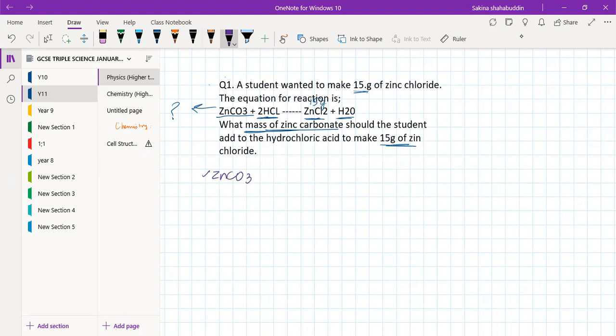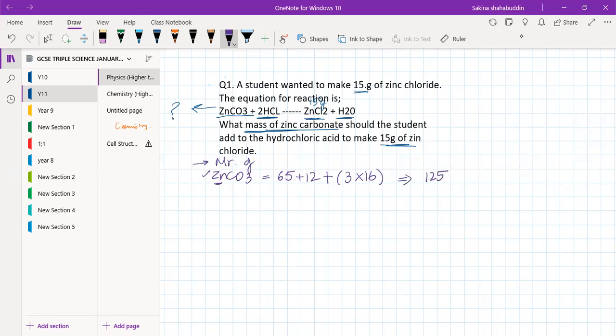We are actually calculating the MR of zinc carbonate first. So the atomic mass of zinc carbonate should be zinc plus, I have obtained these values from the periodic table, and there is 1 mole of carbon, so we'll use 12 here. Then we have 3 atoms of oxygen, so it's 3 times 16. If we do simple maths, your answer would be 125.